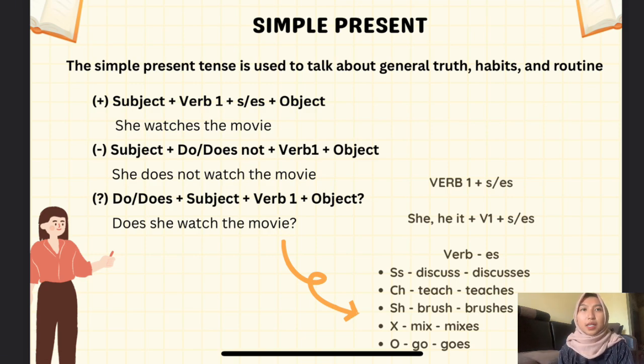For the negative sentence, she does not watch the movie. Okay, we need do or does plus not, because for negative we add not. Same as before, when the subject is she, he, it, we use does, and when the subject is you, we use do, because it's she doesn't watch the movie. For the interrogative sentence, do or does is moved to the front. Okay, does she watch the movie?